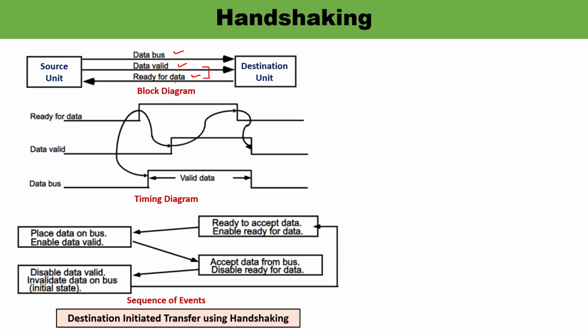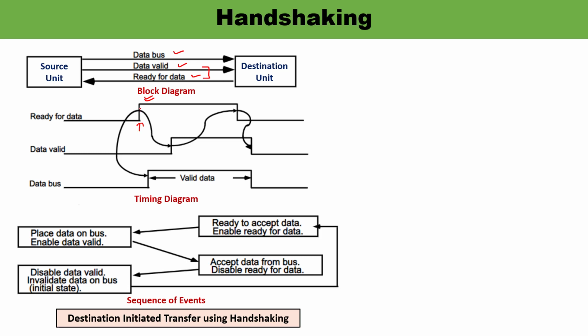Right. So here the transfer is destination initiated. Information is being transferred from the source unit to the destination unit. So what will happen? First, the destination unit will show its willingness that it is ready to accept the data. You can see at this particular time, this line is active.